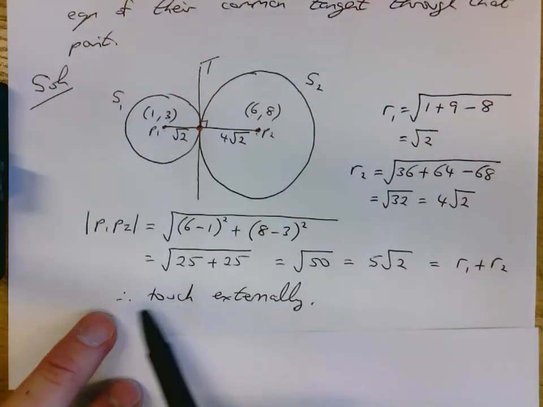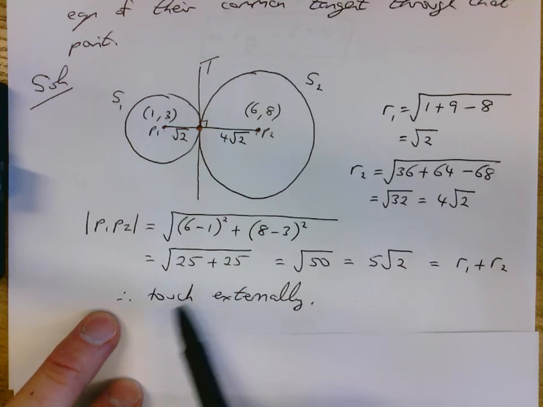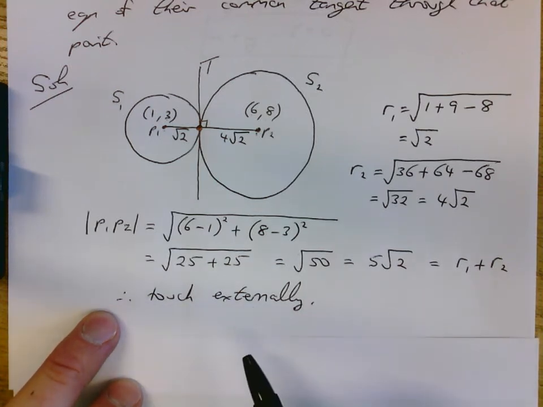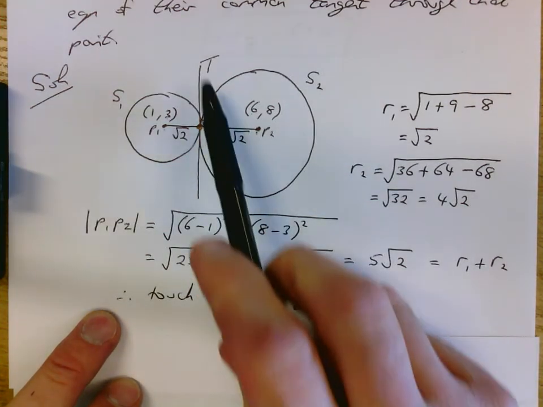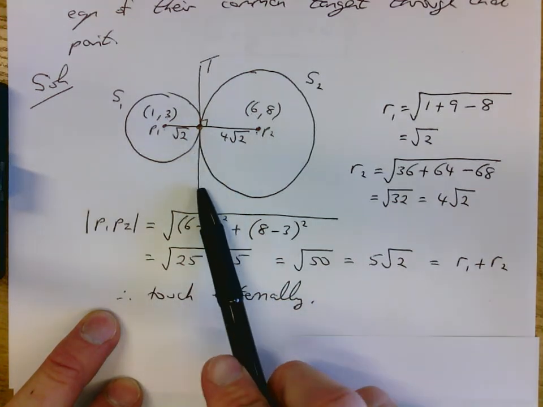Now make sure you say this bit here in the exam. Make sure you spell out exactly what it is you've just done. Make that clear. Now we've got to try and find this point here, and then find the equation of this tangent here. So let's find this point first.